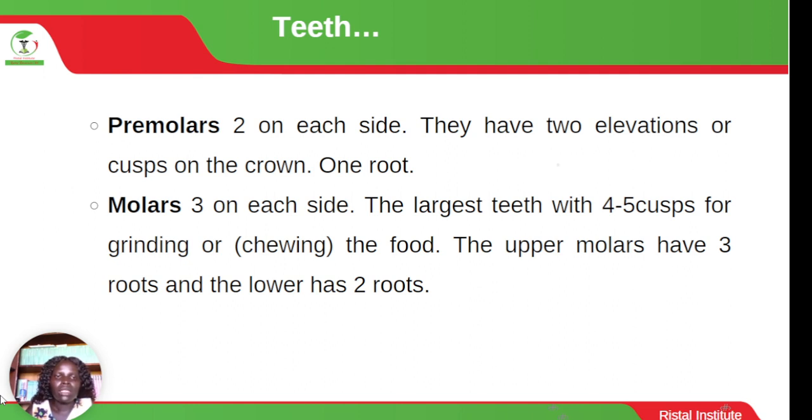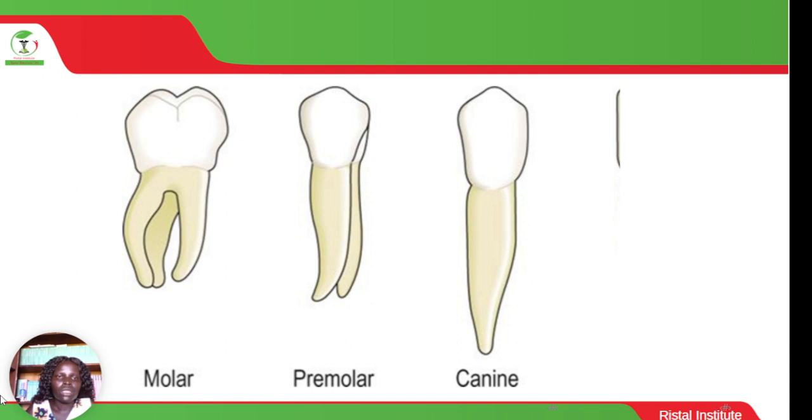Then we have the molars. These ones are 3 on each side, the largest teeth, with 4 to 5 cusps for grinding or chewing the food. The upper molars have 3 roots, and the lower have 2 roots. So this is the pictorial showing the molar, the premolar, then the canine. The incisor is not so clear, but you can still get it in your notes clearly.